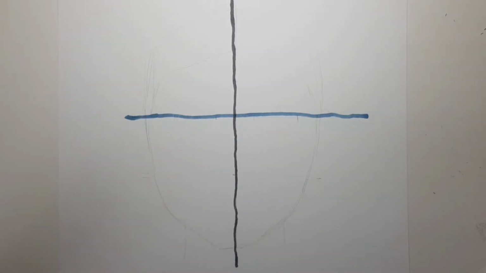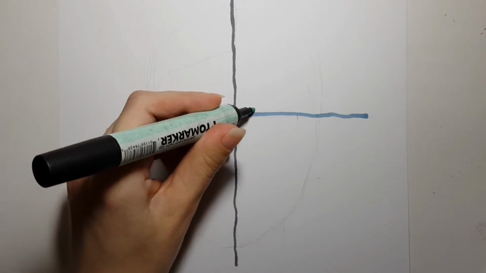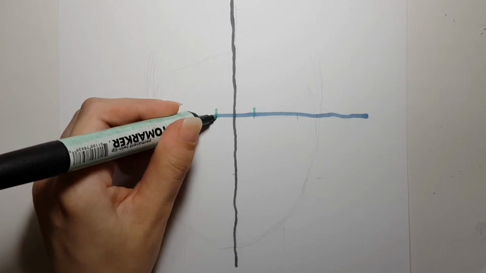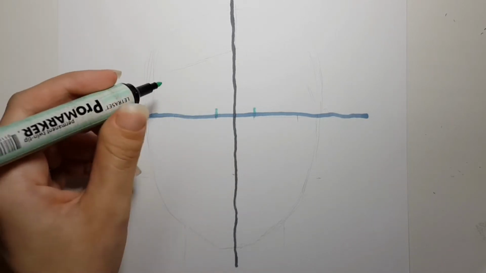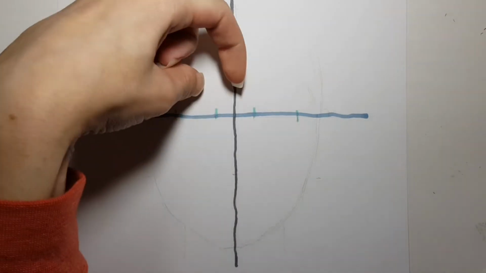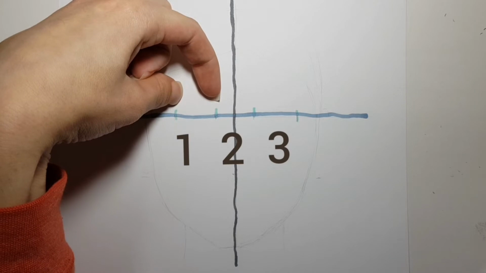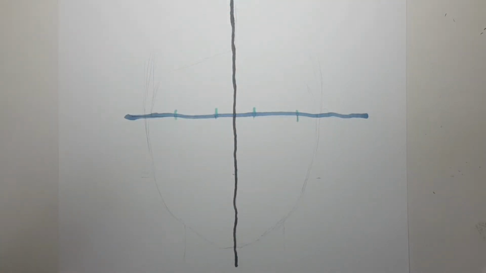Now let's mark where each of the eyes will be. The distance between the eyes is an eye. I place the eyes at the same distance from the center, half an eye away. It's really good to start with placing the eyes. We will use the size of the eyes to determine the other distances in the face.